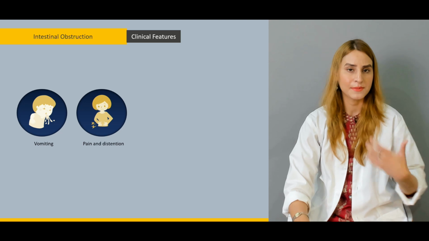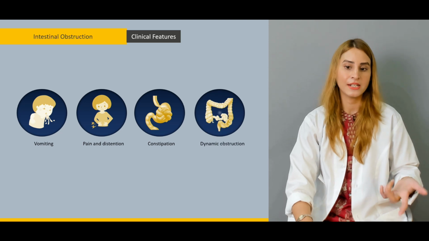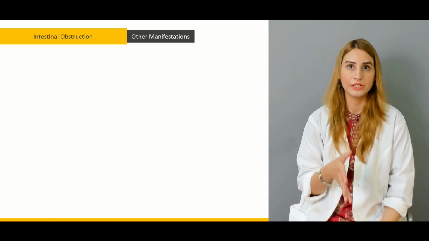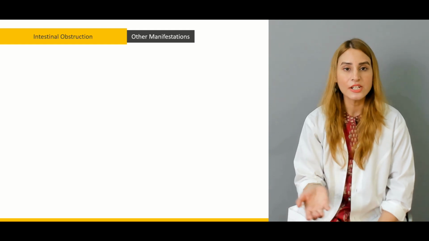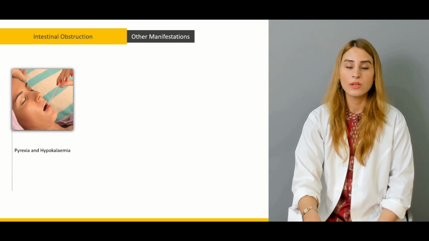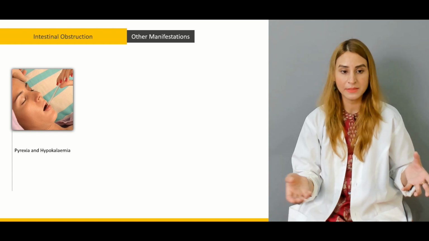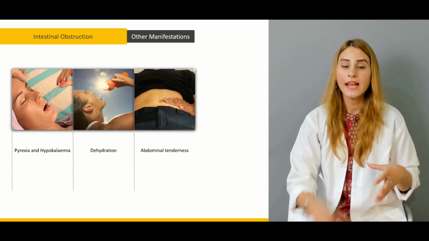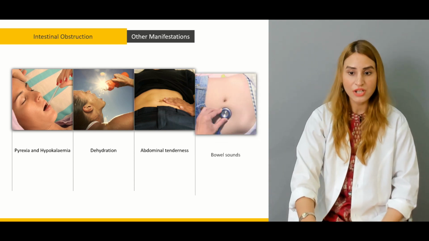So overall the symptoms of the intestinal obstruction involve vomiting, pain and distension, constipation, and obviously the dynamic obstruction. There can be other manifestations as well, because I told you that whenever there is intestinal obstruction, there's a chance of strangulation. The patient would be dehydrated, there would be hypokalemia, and the patient ultimately will develop pyrexia, because there will be peritonitis, and peritonitis will lead to bacteremia. So because of that, there would be pyrexia and hypokalemia. There would be dehydration. There would be generalized abdominal tenderness, and the patient may present with shock as well.